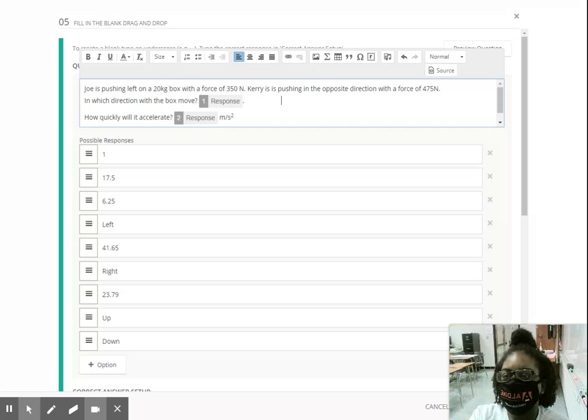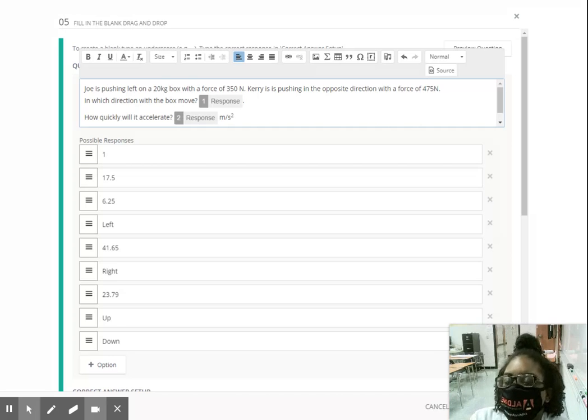Okay. So the first question says, in which direction will the box move? Well, we have to look at who's pushing with more force. Well, that's Carrie. And so they tell us that Joe is pushing towards the left. So that means Carrie is pushing towards the right direction. So it will go to the right.